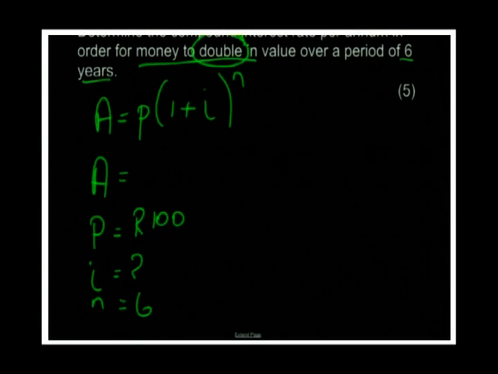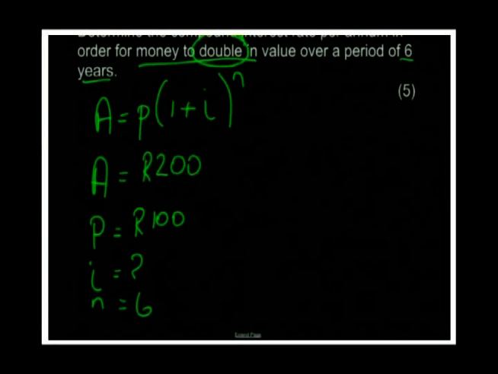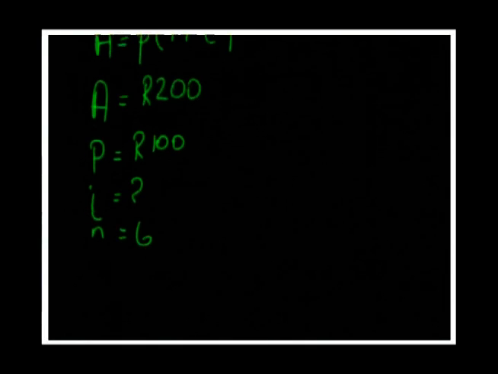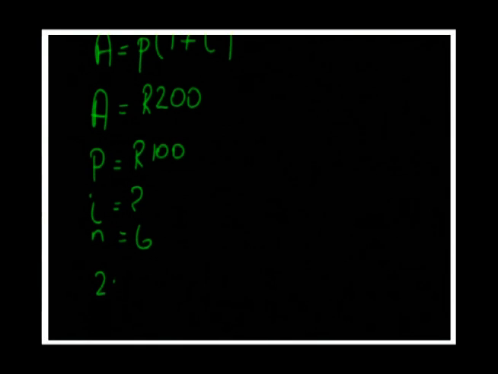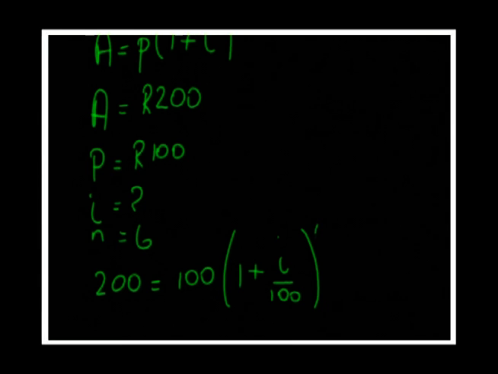So what I'm going to do is take a random amount of money. So easiest for me is basically if I take 100 Rand. Now if I want my money to double, then my accumulated value will basically be double that. So it will be 200 Rand. And you could use any number, absolutely any number that you want, as long as your A is 2 times your P. So now that I've got all my values, all I'm going to do is substitute it into my formula. So I've got 200 is equal to 100, open my bracket, 1 plus, remember I want I over 100 to the power of 6.